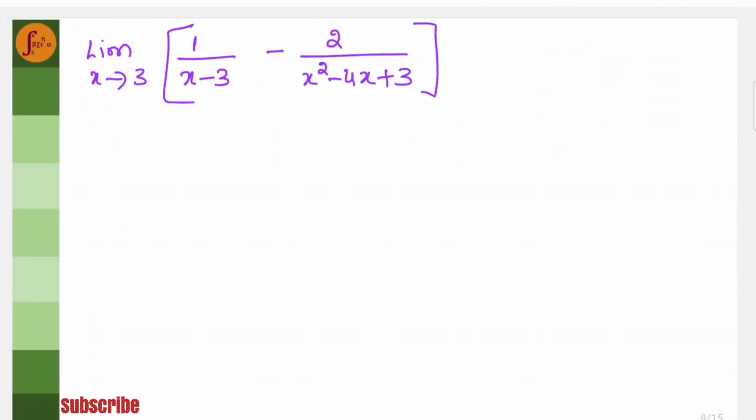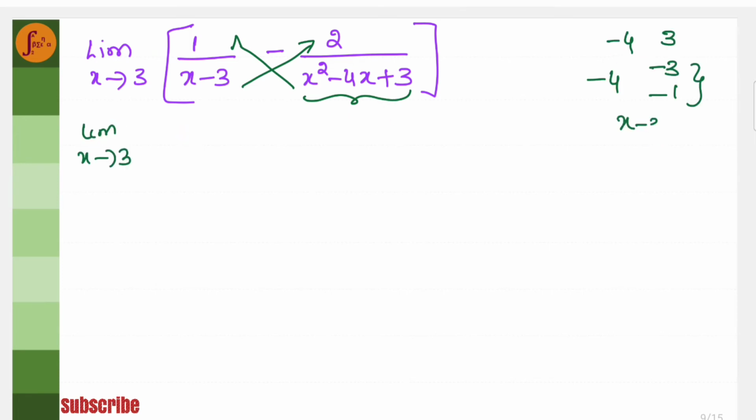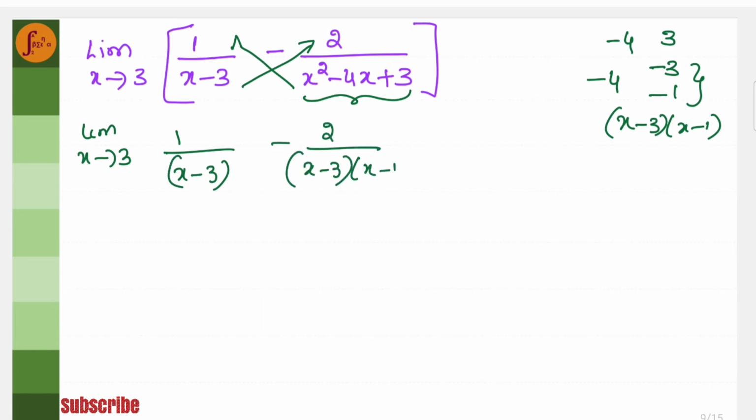Let's take another example. This is a little lengthy one. Let's try this out. Here what we'll have to do is obtain the factors, right? Once we obtain the factors, we will have to find the LCM or cross multiply, and then do a substitution. So quickly, first of all, the factors for this would be x minus 3 and x minus 1. So 1 by x minus 3 minus 2 by (x minus 3)(x minus 1).